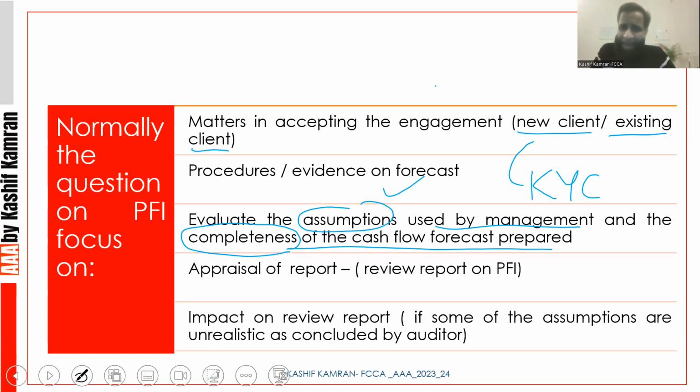Okay, then last, impact on the review report if some of the assumptions are unrealistic as concluded by the auditor. So if the auditor concludes that some of the assumptions are unrealistic, how will this impact the review report? How would you tell this to the intended user that some of the assumptions which are prepared by the management are unrealistic? So even in PFI, there is a reflection of reporting, which has come in the past paper, like appraising the PFI report. And what is the impact on the review report if some assumptions are unrealistic?